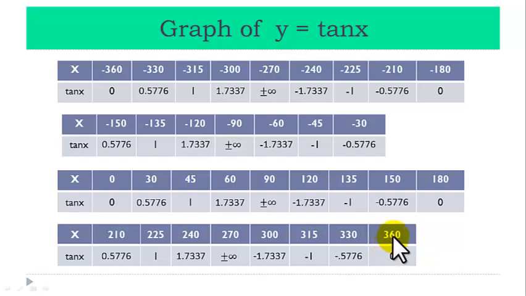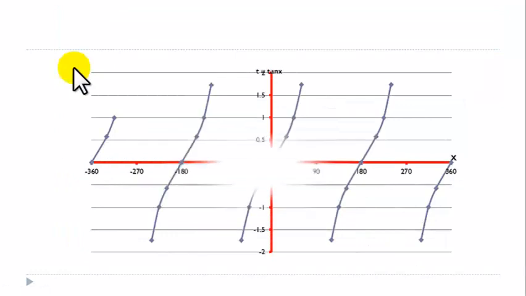And tan 360 is equal to 0. We can then plot tan x on the vertical axis against x on the horizontal axis to obtain the following plot. So this is the graph of y equal to tan x.